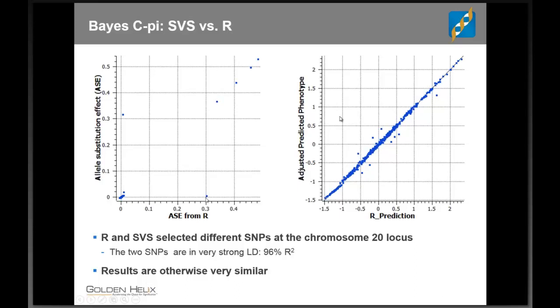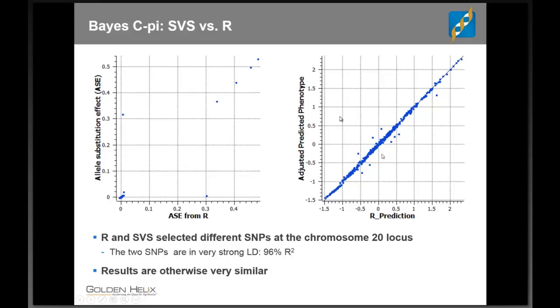And this is a case where in the input data there were 2 SNPs at the same locus on chromosome 20. They're very strongly correlated with each other. The linkage disequilibrium R² was about 96%. And the 2 methods converged on different options. It's not a big deal.